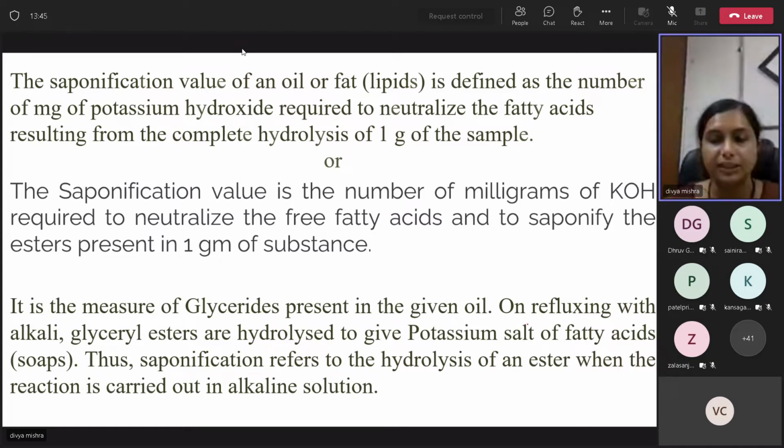ठीक है, बेसिक जो इंफॉर्मेशन मिलता है इट इज अबाउट द ग्लिसराइड्स. देन on refluxing with alkali, glyceryl esters are hydrolyzed. उसके अंदर जो glyceryl ester है उसका हाइड्रोलिसिस हो जाएगा और हाइड्रोलिसिस होने के बाद जो लंबा सा ग्रुप एल्काइल, जो लंबा चेन है वो पोटेशियम सॉल्ट के साथ कंबाइन हो जाएगा. ठीक है, सो thus here we refer the saponification as to the hydrolysis of an ester when the reflux condensation is carried out in the alkaline solution.